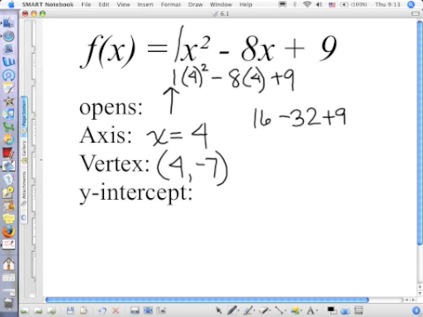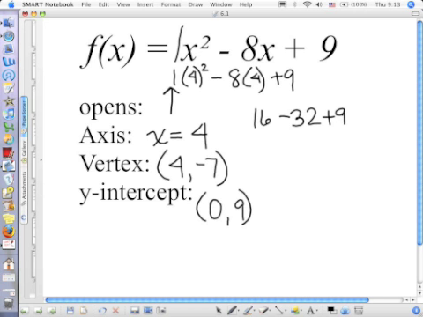Then I need to find where it crosses the y-axis. Where's the y-intercept? Very simple. All you got to do is look. 9. It crosses the y-axis at 9. To be more specific, (0, 9). See how quick that was? That's always going to be the y-intercept. That last term, the constant term, is always your y-intercept.